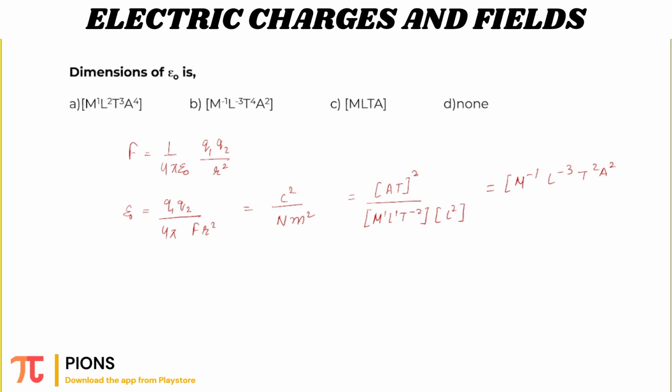I have done a small mistake, yes, so it will be A square, and T will be T to power 4, and this minus T square, and this T to power minus 4 it will be. So minus, it will go up and it will be plus, so that will be yes. So that will be option B is the correct one.